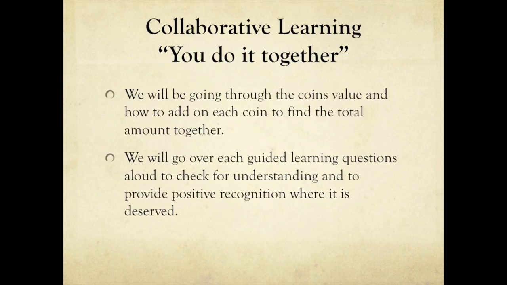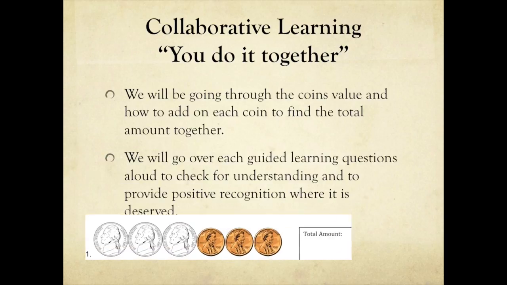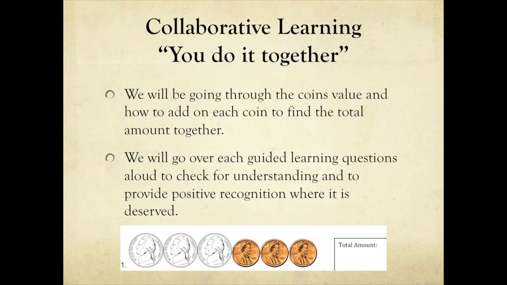We will go over each guided learning question aloud to check for understanding and to be sure to provide the positive recognition where it is well deserved. Here you see one of our examples that we would be going over. You see 3 nickels and 3 pennies. We would add on the total amount to find the end amount that we're looking for. Starting with the first nickel, we would count 5, then 10, then 15 cents, and then we would count on the pennies. 16 cents, 17 cents, and 18 cents to give us the grand total of 18 cents.